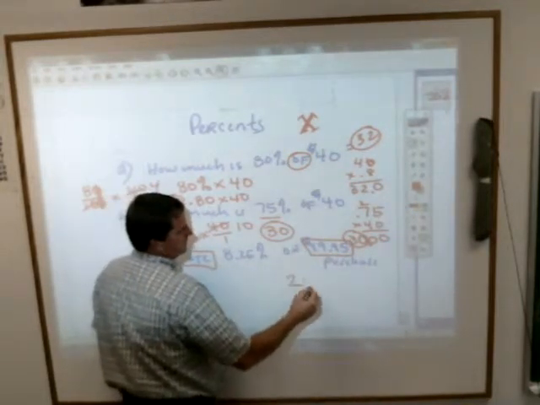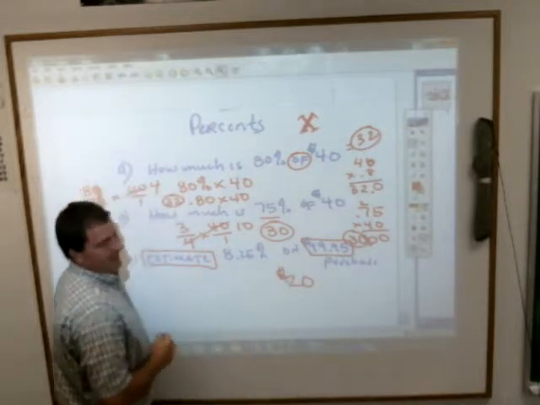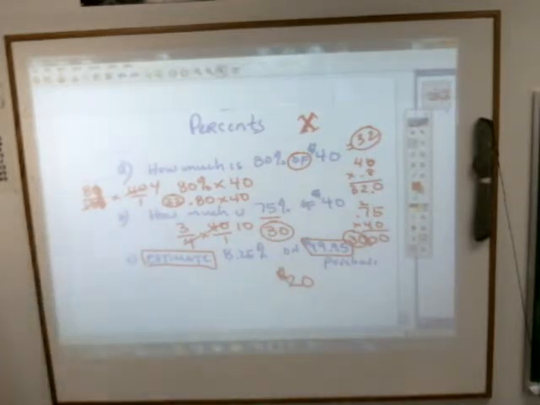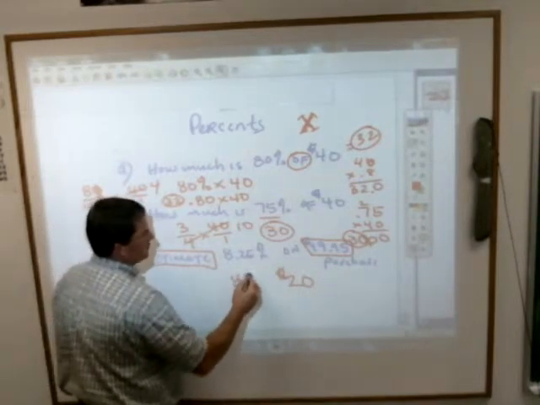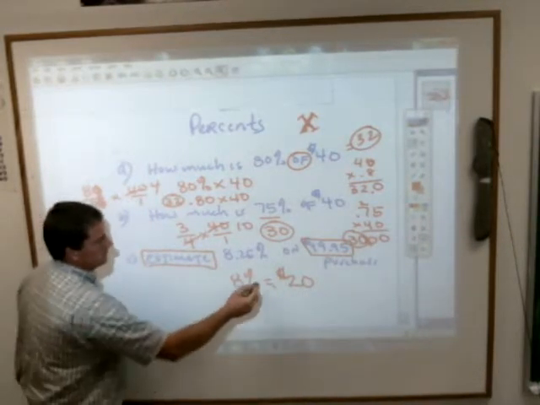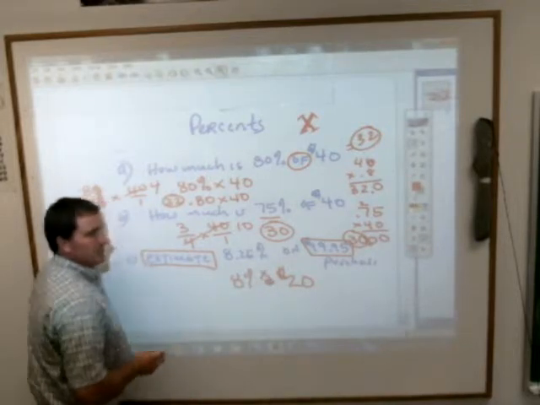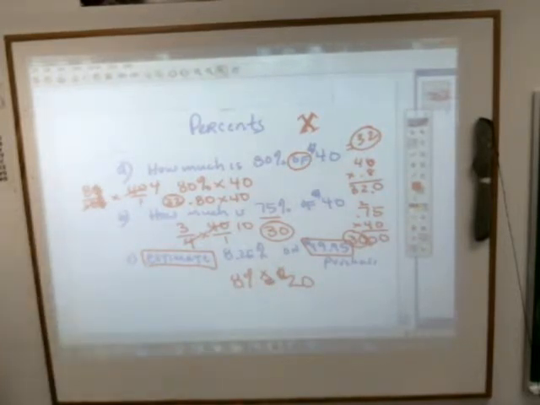$20. What would you round 8 1/4% to, Kendall? 8%. Now here is where it would be good for you to take a moment to think about what a reasonable answer is for 8% of 20. What is a reasonable thought on 8% of 20?